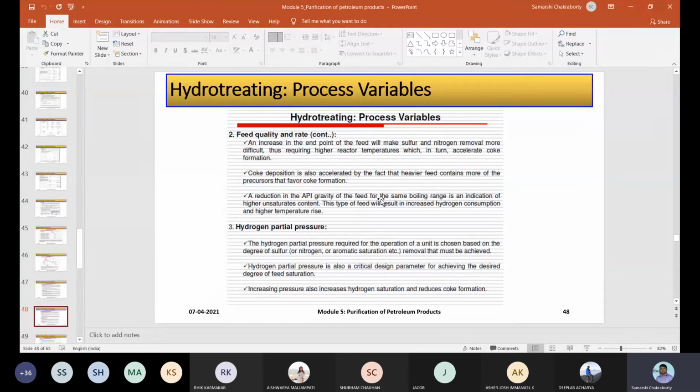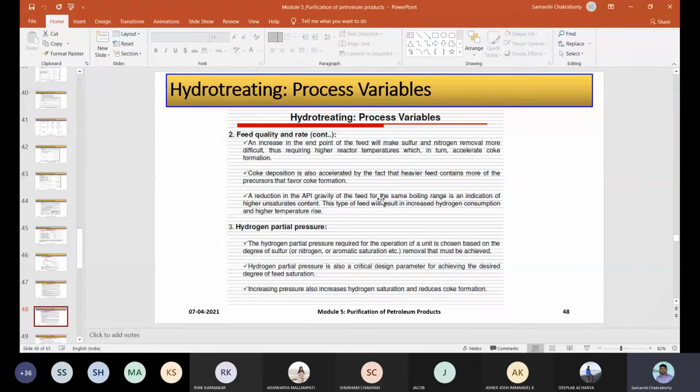They are saying that if you are not maintaining a moderate level of API gravity, what does it indicate? It will indicate that your feed has a higher number of unsaturates. A higher number of unsaturates means a higher percentage of olefin presence. So when an olefin is present in your feedstock, what happens whenever you are adding hydrogen?